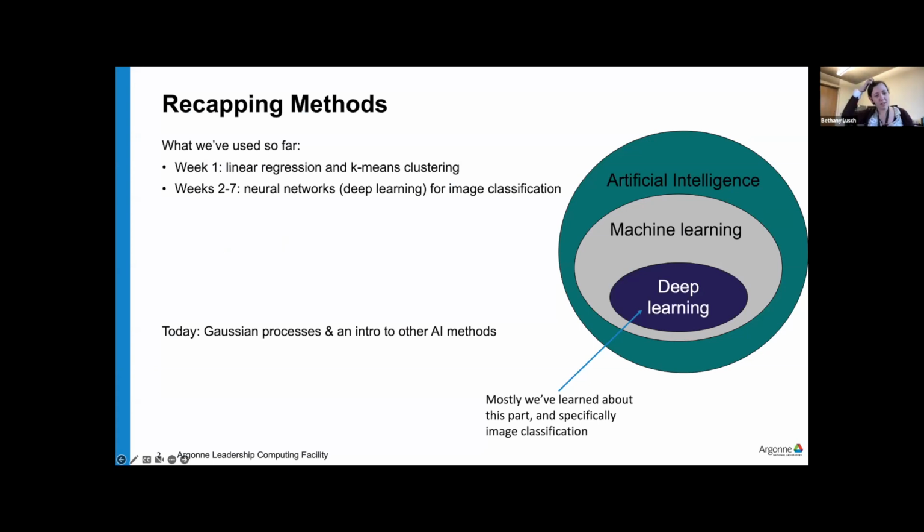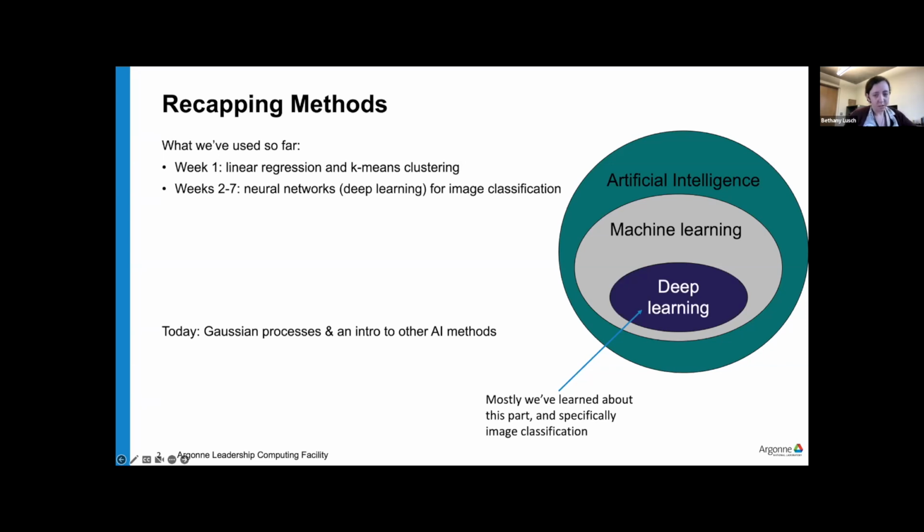So to recap, in the first week, we did linear regression and k-means clustering. And then in the subsequent weeks, we did neural networks, specifically for image classification. In the broad scheme of things, if you think of machine learning as being within artificial intelligence and deep learning being a method within machine learning, we've been in this little purple region most of the time, and specifically image classification.